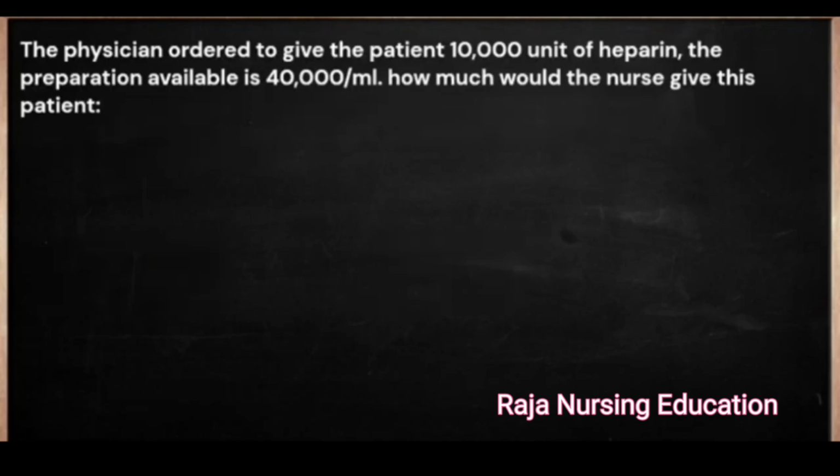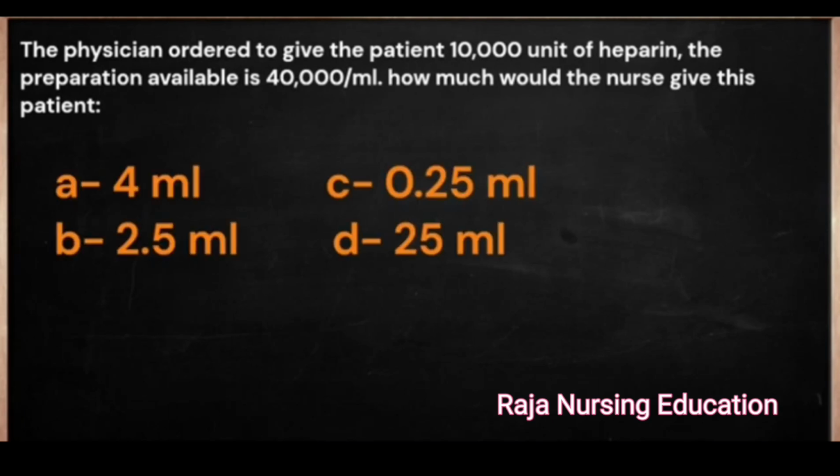800 cc. The physician ordered to give the patient 10,000 units of heparin. The preparation available is 40,000 per ml. How much would the nurse give this patient? A. 4 ml, B. 2.5 ml, C. 0.25 ml, D. 25 ml. The option is C. 0.25 ml.